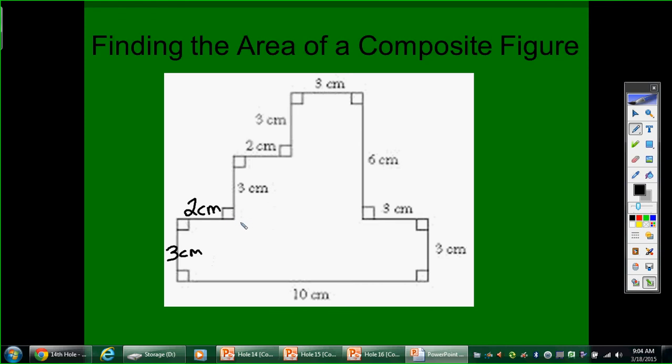I'm going to go ahead and separate this into 3 rectangles.